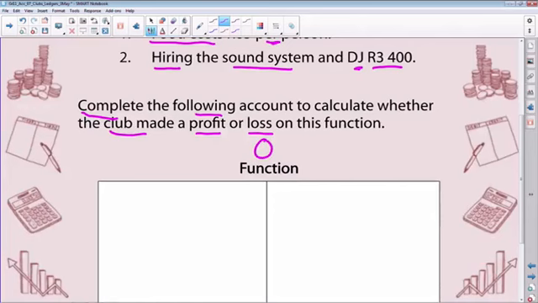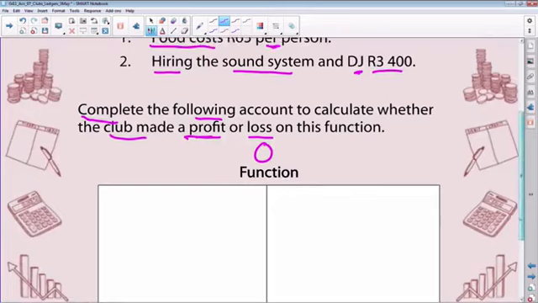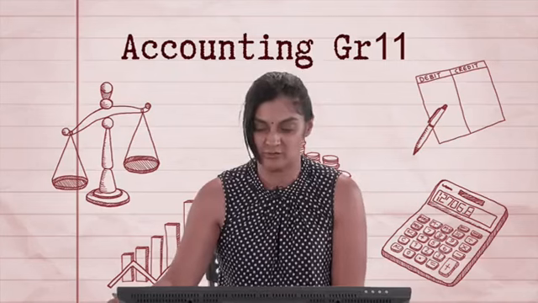So before you get started, I want to remind you this account is owner's equity, and the purpose of this account is: have we made a profit or have we made a loss? So I'm going to give you guys now 3 minutes to complete this account. Okay, your time starts now.